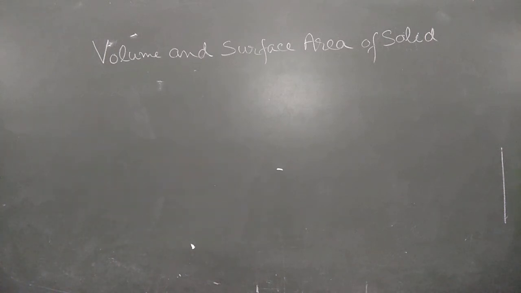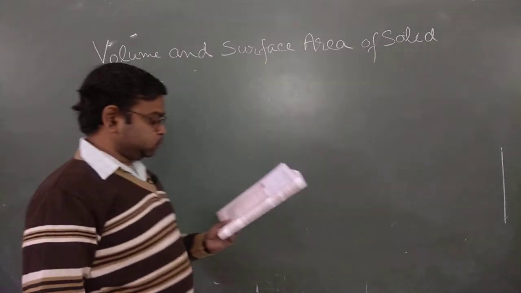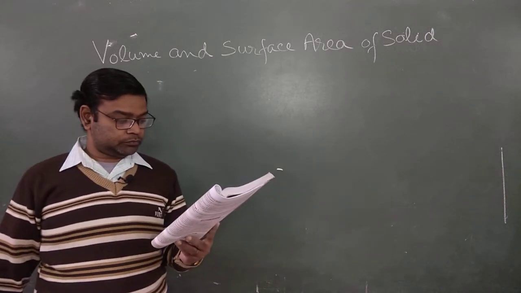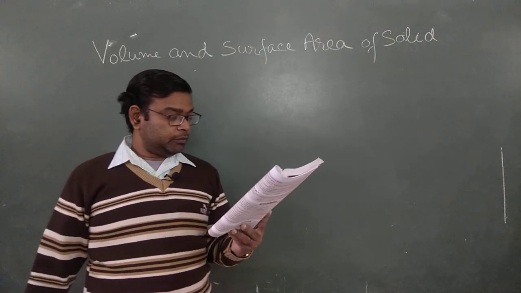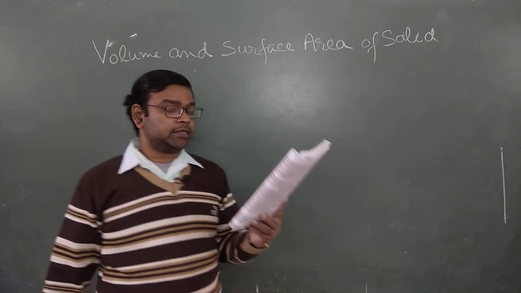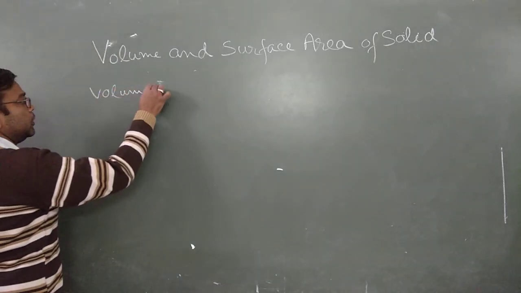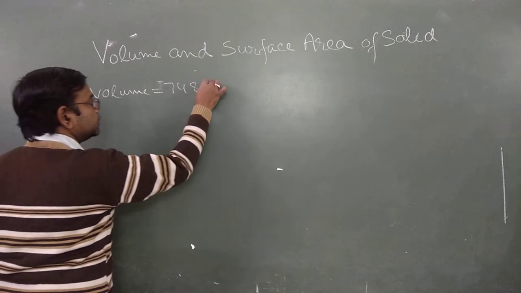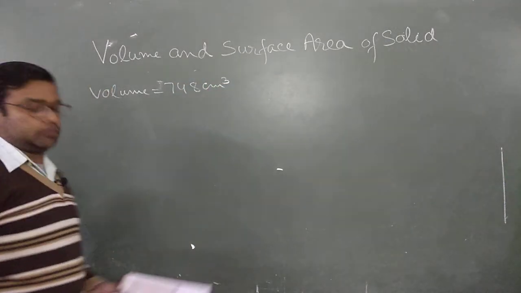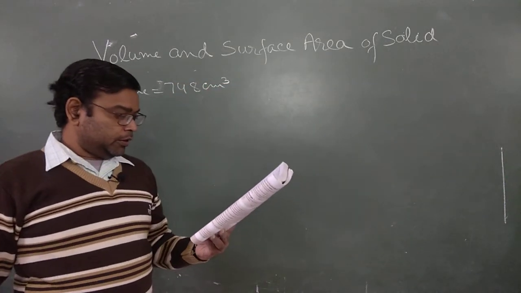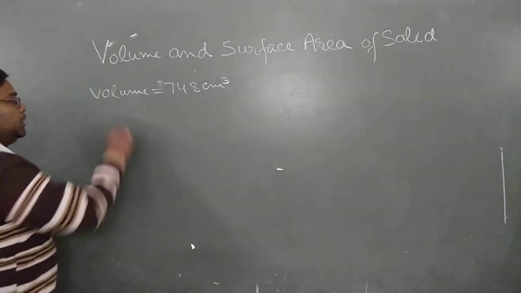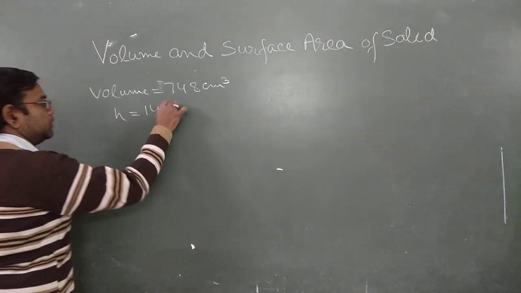Okay, move to the next question, and this one is your. This question says that I am leaving one question for you. Come to the point. The volume of the metal of a cylindrical pipe is 748 centimeter cube. Volume equals 748 centimeter cube. Clear? The length of the pipe is 14 centimeter.